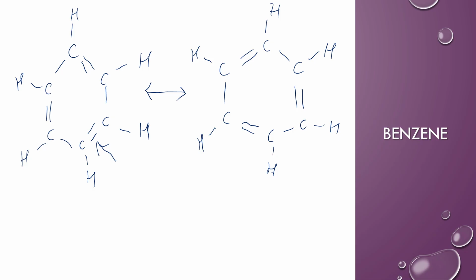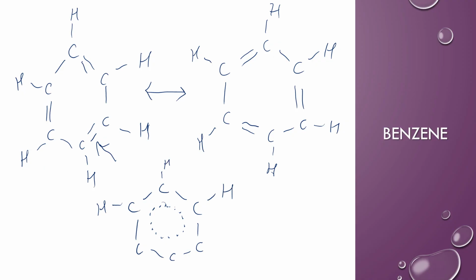We wind up drawing very frequently the hybrid, which is showing the average between those 2, and we usually draw it using a circle, because the electrons in all of those double bonds are free to move about the entire molecule. And so this would be benzene.